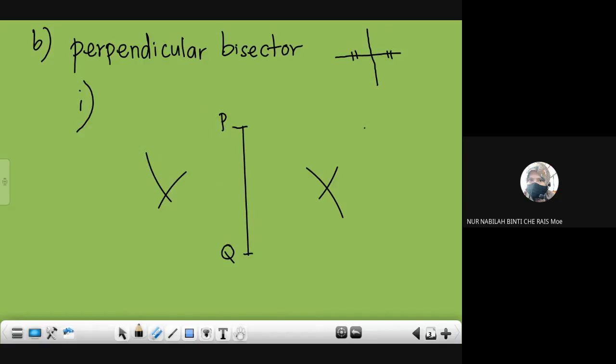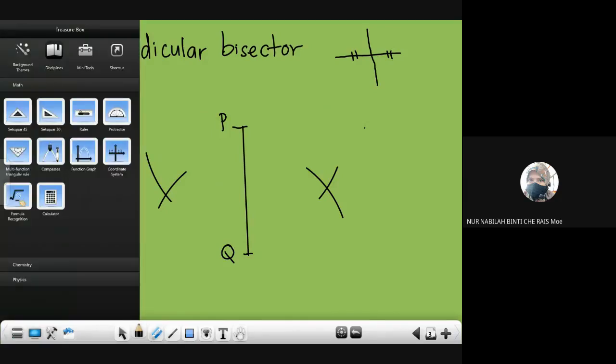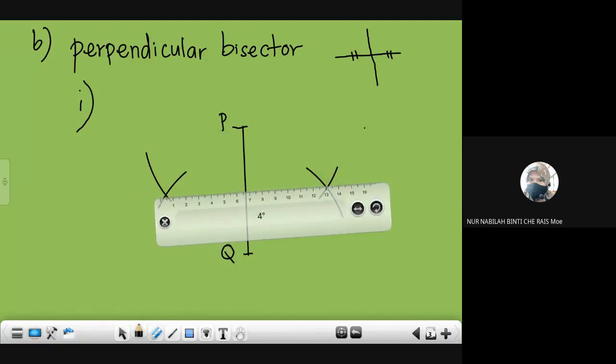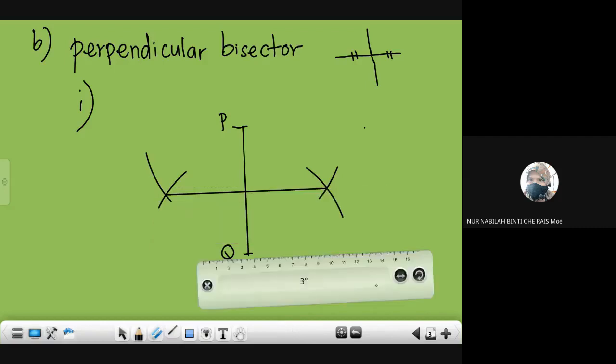And then after that, you can take your ruler. So you put your ruler between this. Okay, you can arrange this one. And then you draw the line. So this is your perpendicular bisector. Okay, so this is your perpendicular bisector.